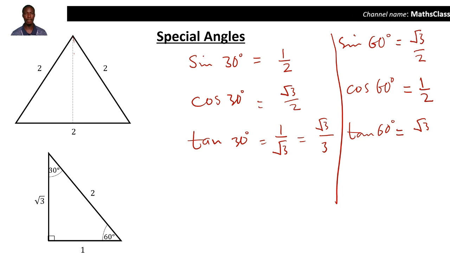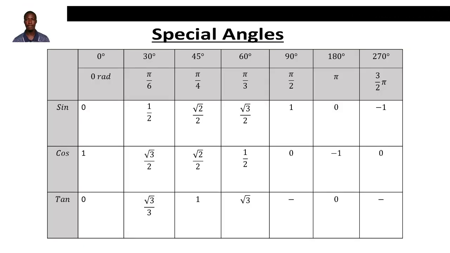I hope it's understandable. All of them have been simplified or summarized on this table that you see here. So we are looking at the angle in degrees as well as in radians. So we have 0 degrees, which is 0 rad, 30 degrees, which is pi over 6, 45 degrees pi over 4, 60 degrees pi over 3, 90 degrees pi over 2, 180 degrees pi, and then 270 degrees, which is 3 pi over 2.